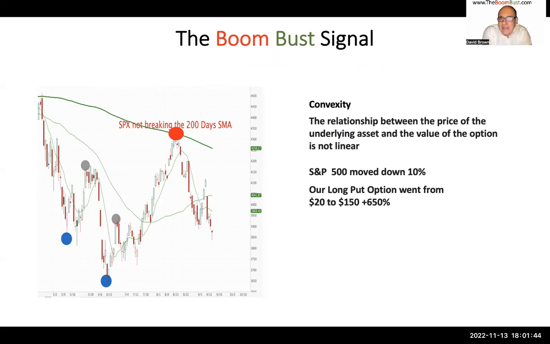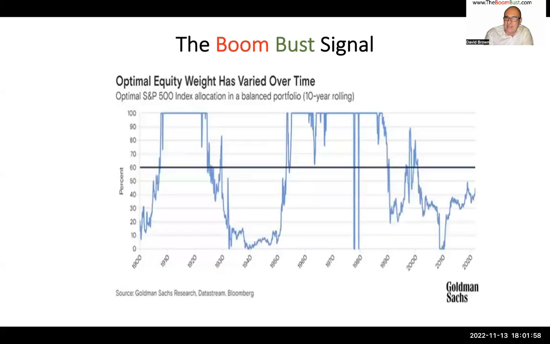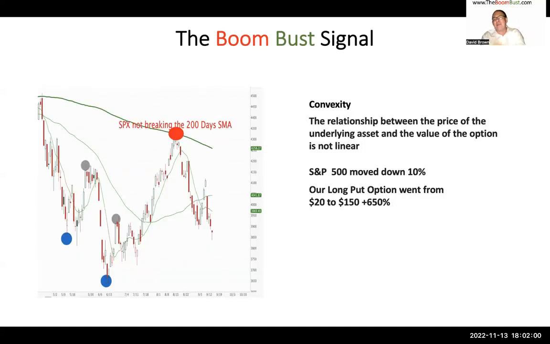$20. And in fact, our option that we bought mid-September traded from $20 to 150, which was a 650% move, while the underlying asset, the S&P, dropped only 10%. We were not sure back then whether the S&P would reach from 4,300 to 4,000, which was the strike of our put option. But nevertheless, because of convexity, it didn't really matter to us.